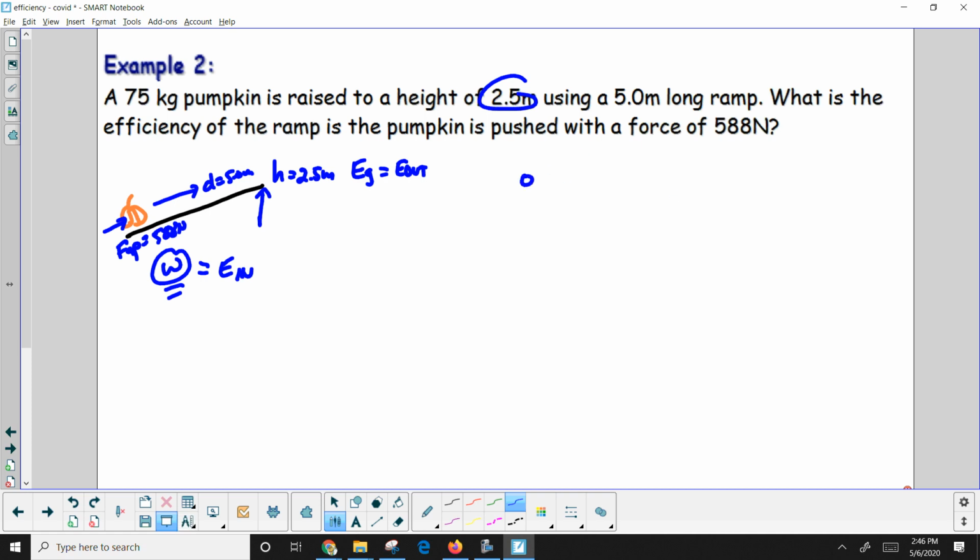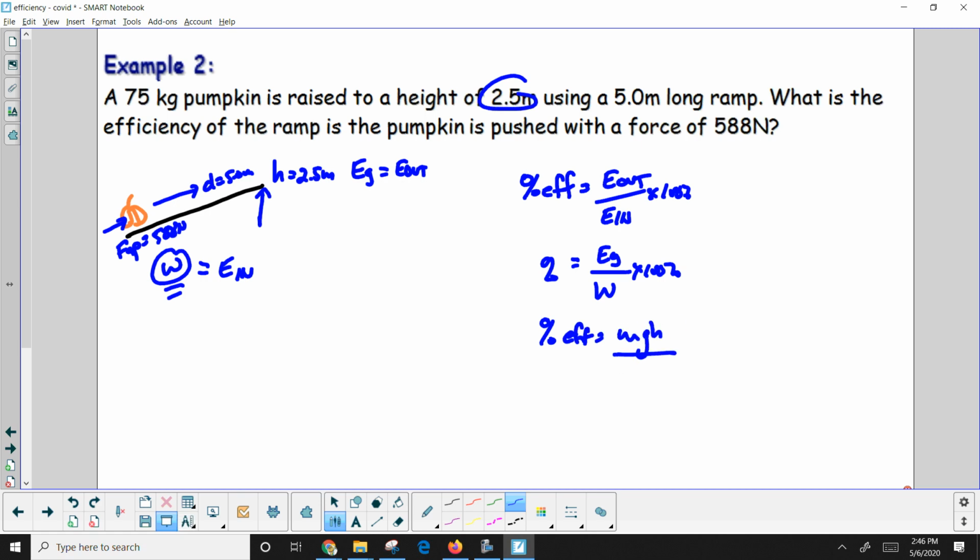So let's look at our efficiency equation. Here we go. It's going to be equal to your output over input, just like before, times 100%. Your output is going to be your EG. Your input is going to be your work energy. And now let's put in our equations. So percent efficiency is mgh all over the force applied times your displacement for work, times 100%.